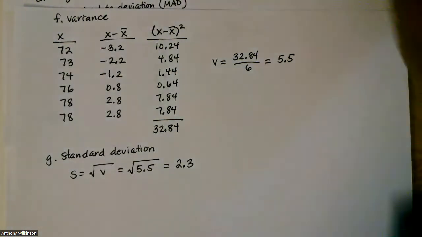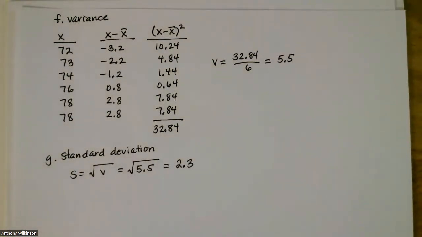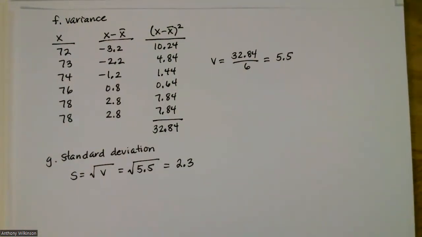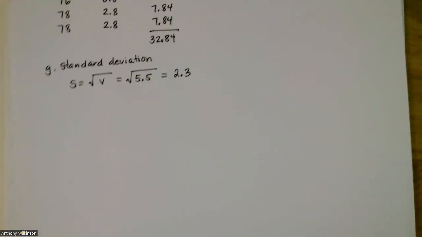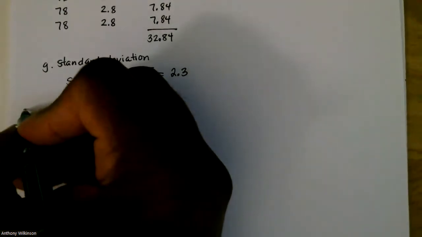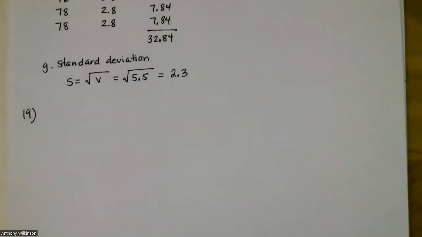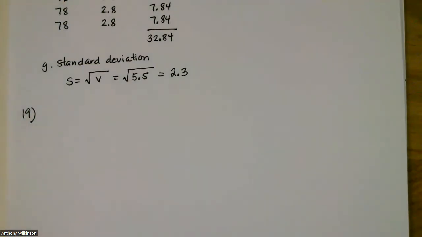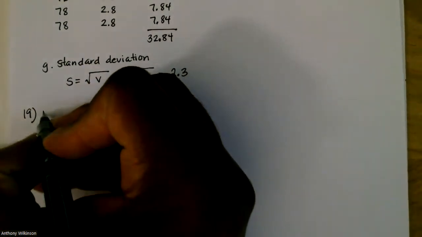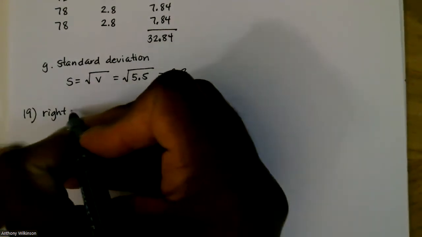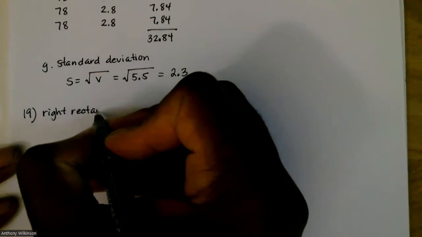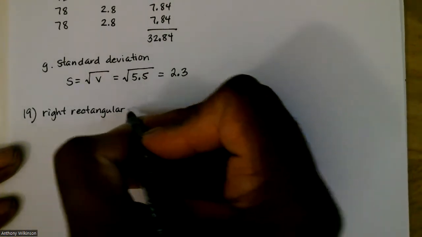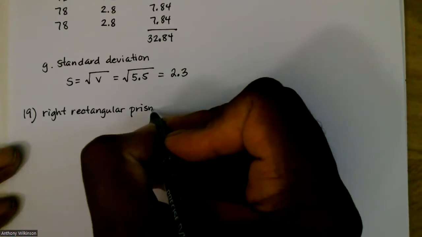All right. So that was problem number 18. All right, problem number 19. We got 3-dimensional figures where we're going to find the surface area and the volume of each one of these, starting with part A, which is the right rectangular prism. And by the way, these formulas will be on your help sheet as well.